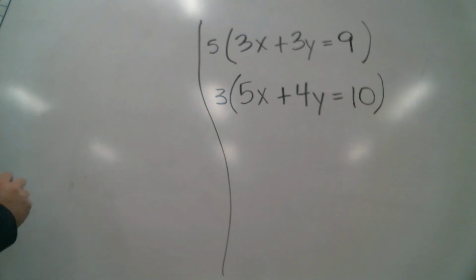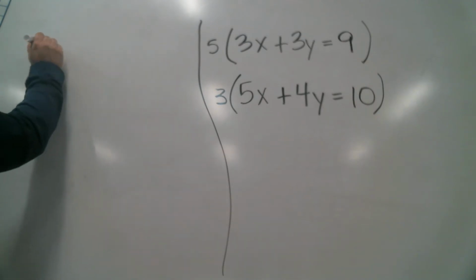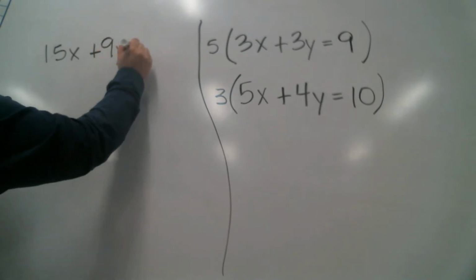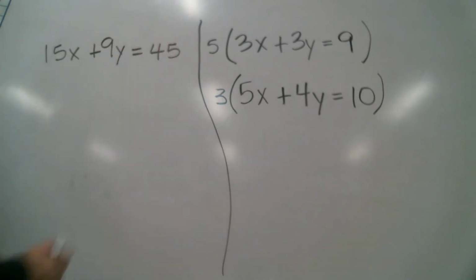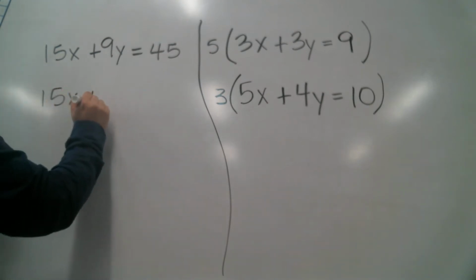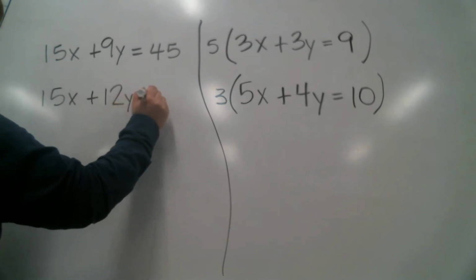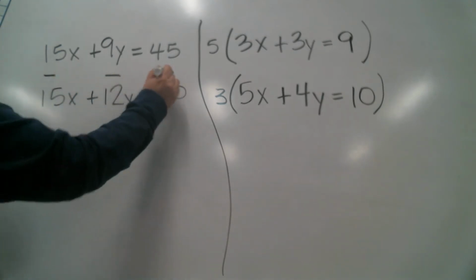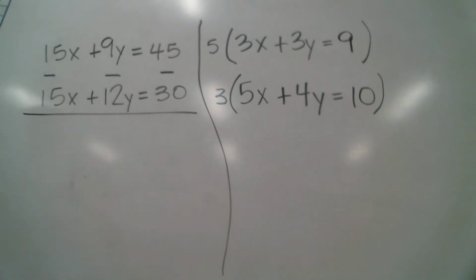So on the first one, I'm going to rewrite it by multiplying everything times 5. So I've got 15x plus 9y equals 45. Okay, and then I've got 15x plus 12y equals 30. So I did what I wanted to do. I made both of my x's 15 so that I can cancel them out, so I can eliminate them. And to eliminate this one, I'm going to have to subtract. So if I subtract here, I'm going to have to subtract on all 3 of the terms.